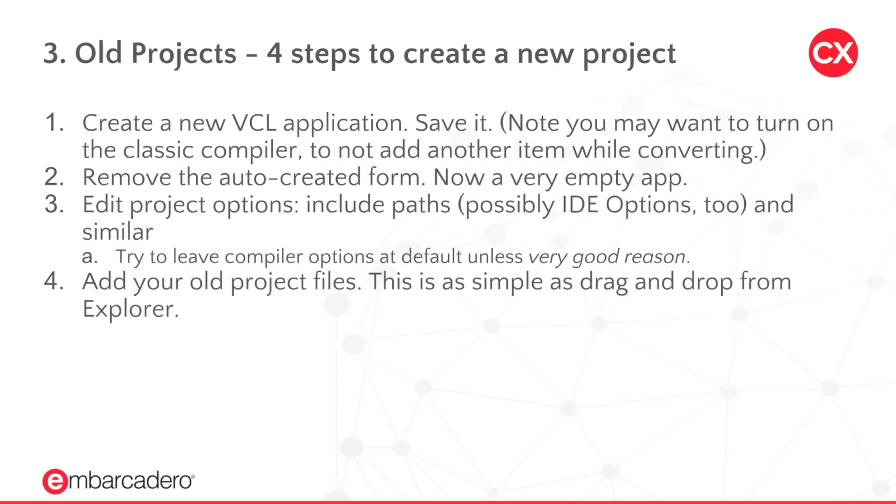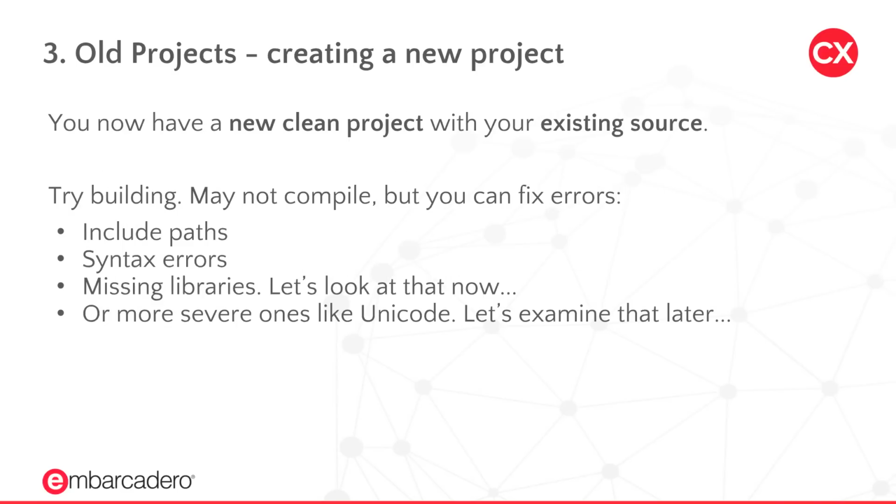So at this point you have a brand new, very empty application, and just add your old C++ files. And this is really simple, simply because you can just drag and drop from Explorer. So you'll have a folder or multiple folders of source, and you can simply select those files and drag and drop them right into the project manager. At this point, you have a new and clean project, and you have your existing source. And this is the point at which you should try building.